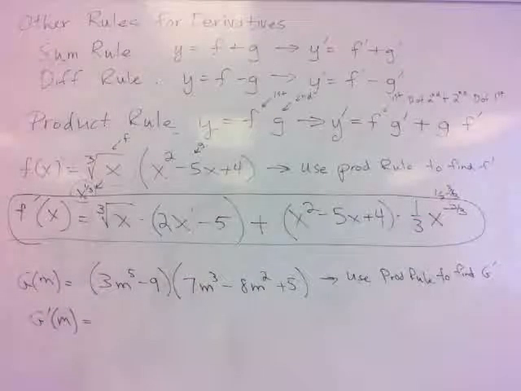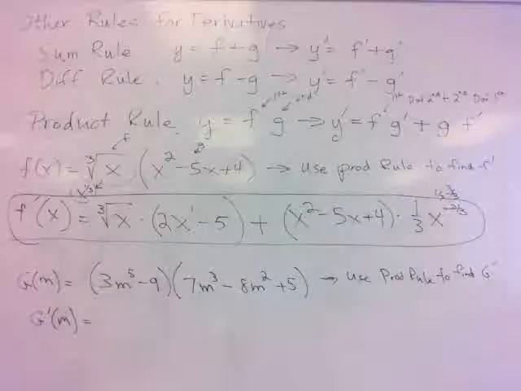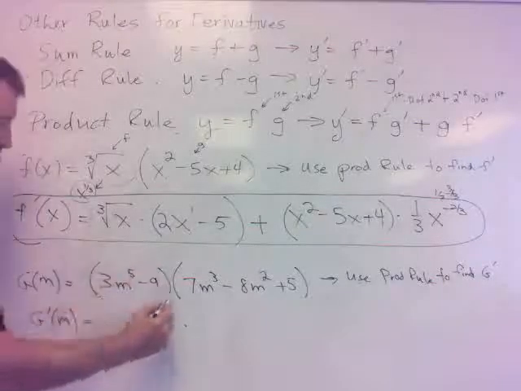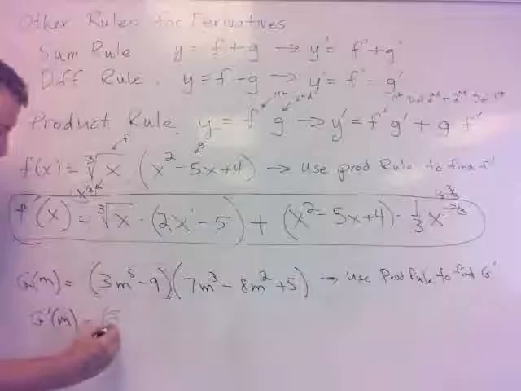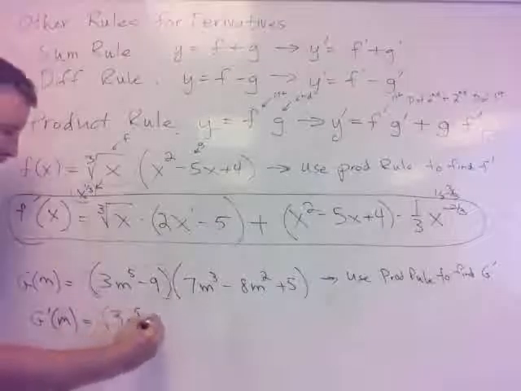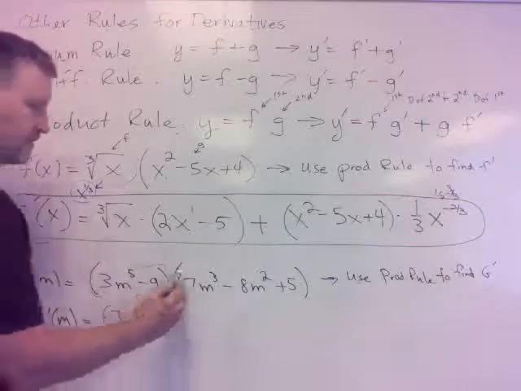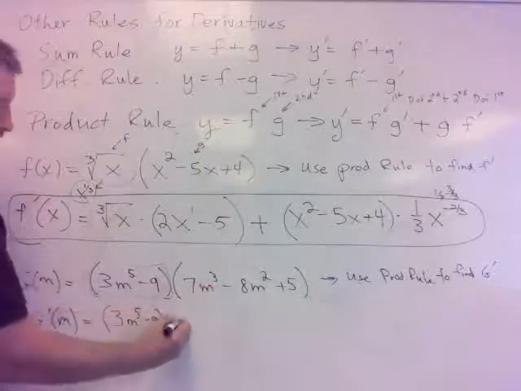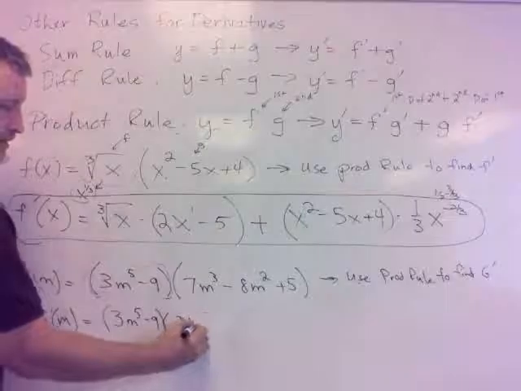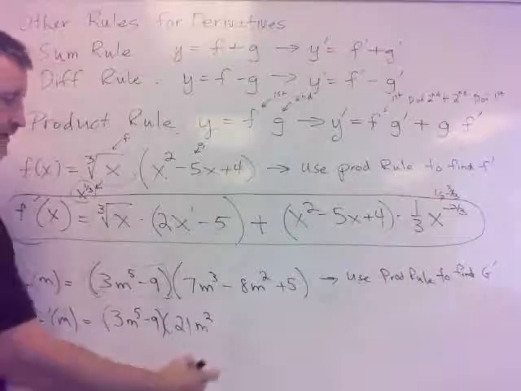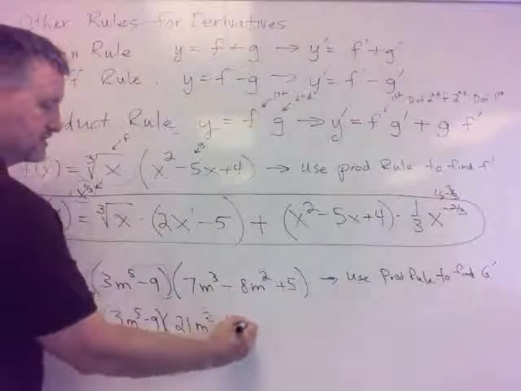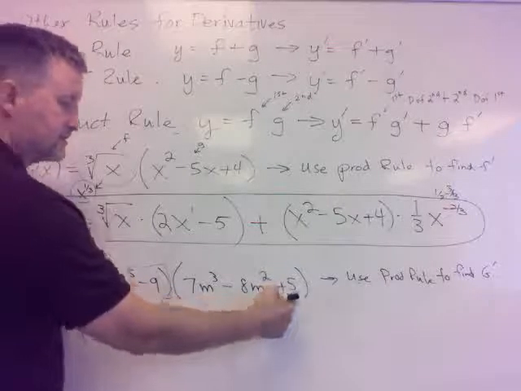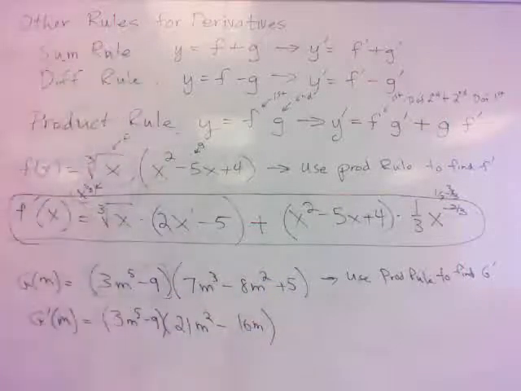So by the product rule, well, there's two parts. The way I do it, first, don't do the derivative of the first, just 3m to the 5th minus 9, straight up, times then the derivative of the second. Well, the derivative of the second, we've got 7m cubed, so bring down the power to be 21m to the second, subtract 1 from the power. Right here it would be minus 16m to the first, or just 16m. Derivative of the constant is 0, so it's just 21m squared minus 16m for the derivative.